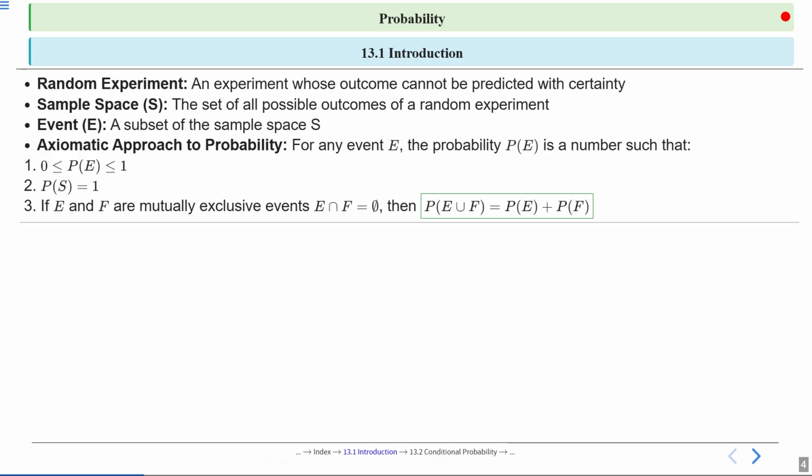The third rule deals with mutually exclusive events, which means events that cannot happen at the same time. If E and F are mutually exclusive, then the probability of either E or F happening is just the sum of their individual probabilities. Therefore, probability of E union F is equal to probability of E plus probability of F, right? Okay.